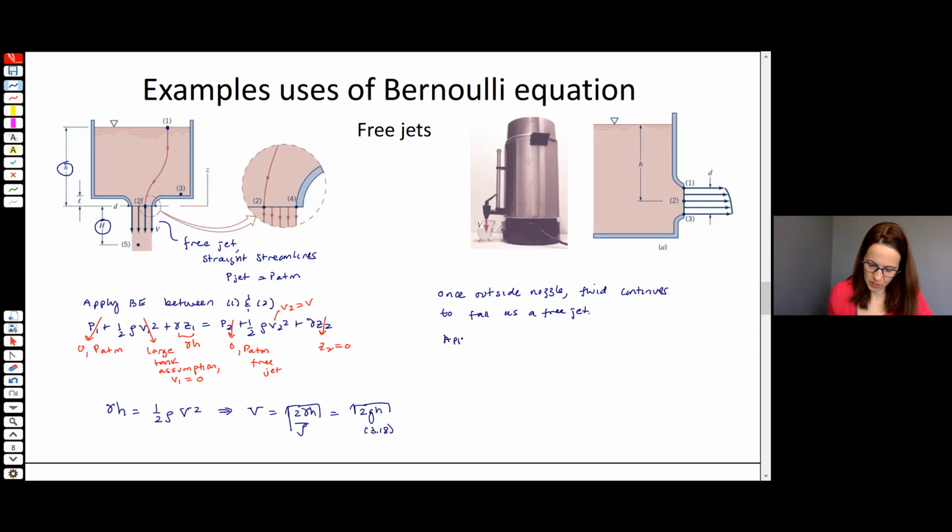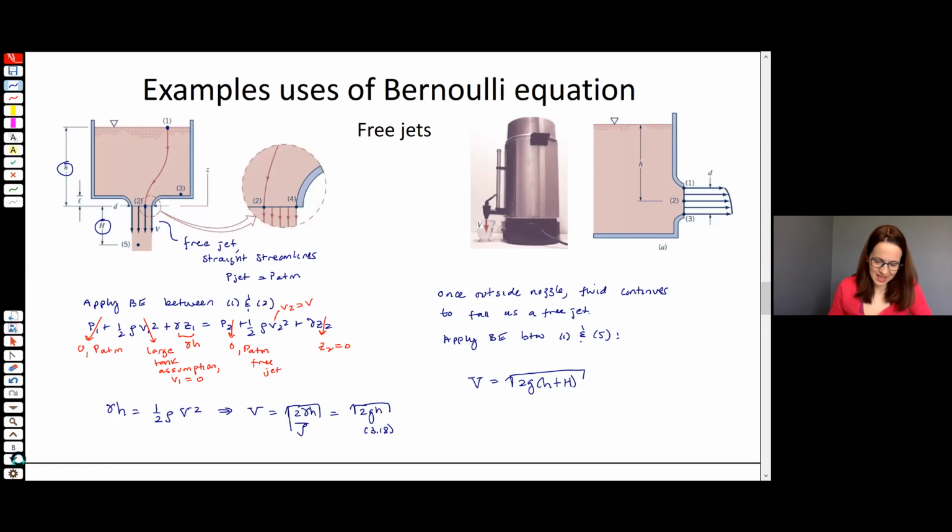So here, if we apply the Bernoulli equation between points 1 and 5, we'll get the same thing that we just got, basically that V is equal to the square root of 2g, and now instead of just little h, we've got little h plus big H. All right, and that is the velocity of a water jet leaving a tank or leaving your coffee urn.